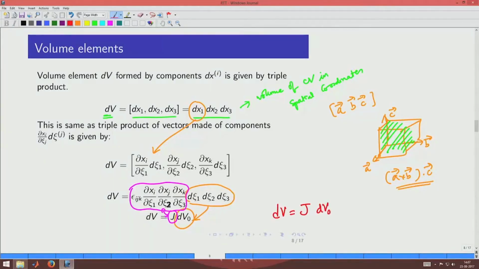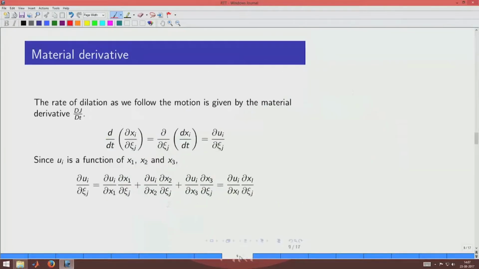So, we now have one more meaning for the Jacobian. Earlier we said the Jacobian is the determinant of the coordinate transformation from the spatial to the advected coordinate system, and we are also now saying that it is the factor by which the volume element in the spatial coordinate system is related to the moving one, which is actually defined as constant with respect to time. Okay. So, this relationship is useful.